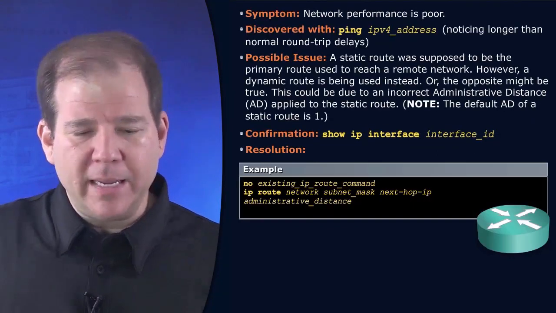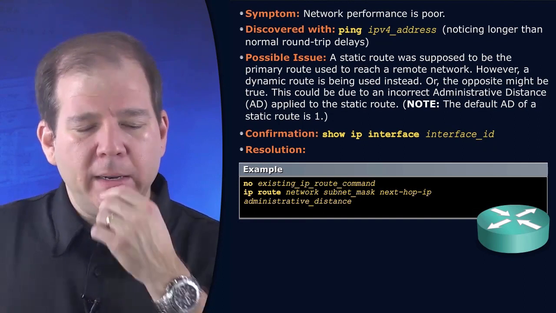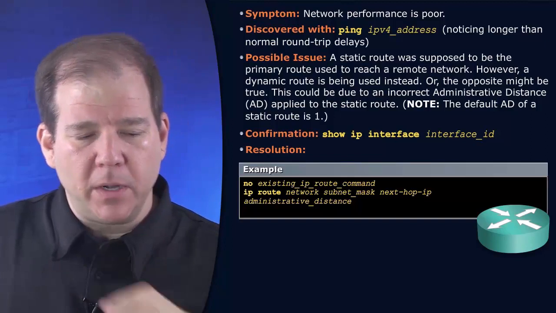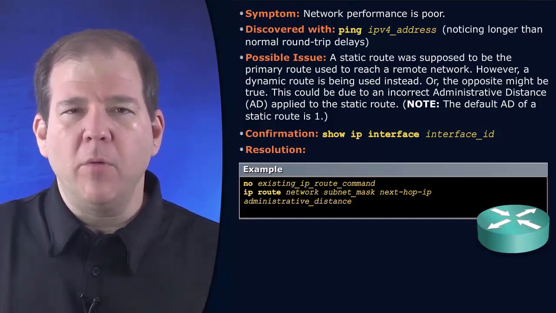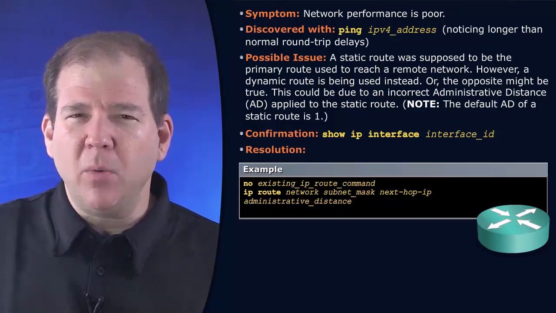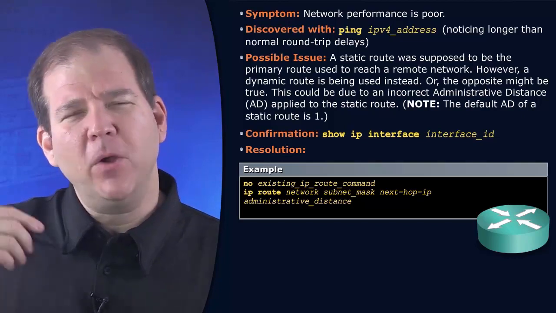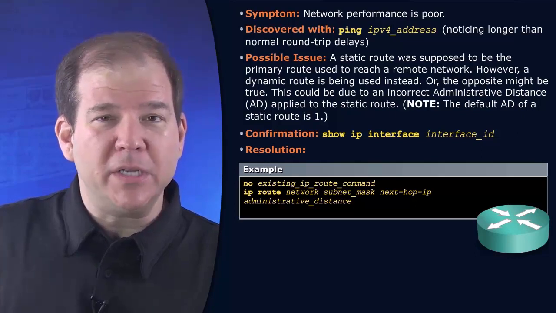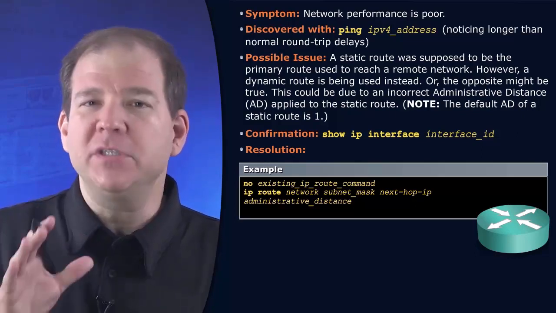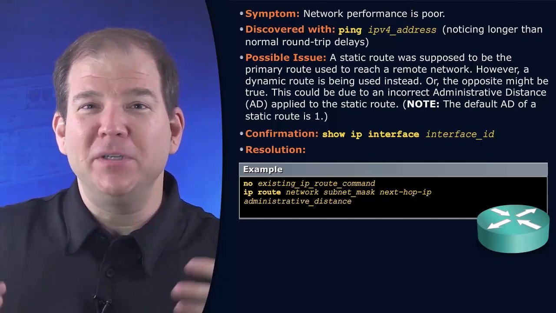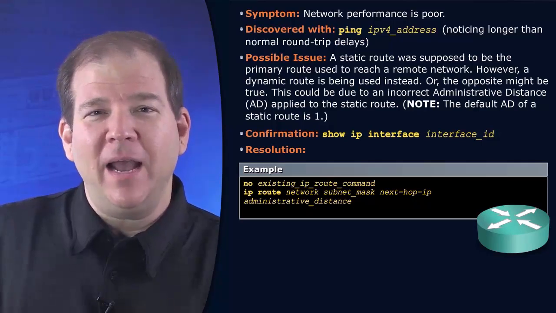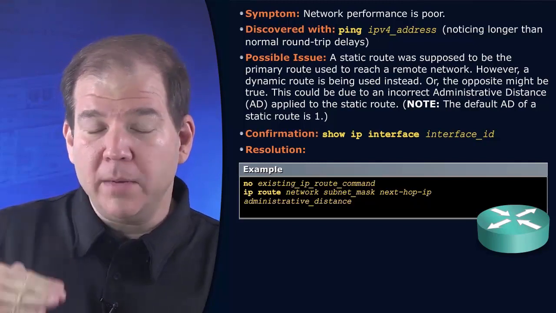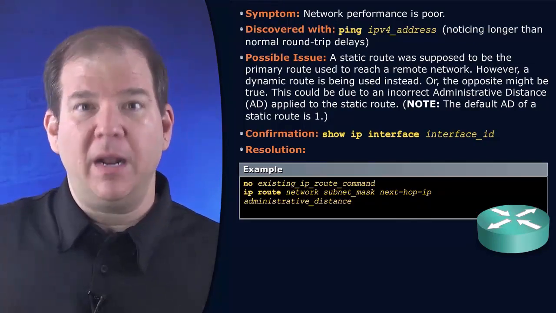What else might impact performance? Well, we might notice, and again, we're noticing the impact on performance based on the ping round-trip response time, we might have poor performance because we're selecting a suboptimal route. Well, hold on. If we're going in and configuring a static route, aren't we in control of which route gets chosen? Well, a statically configured route has a default administrative distance of 1, and a lower administrative distance is more believable than a higher administrative distance.